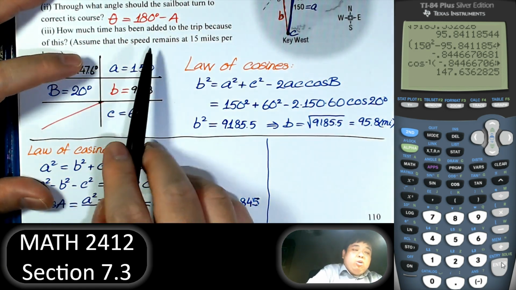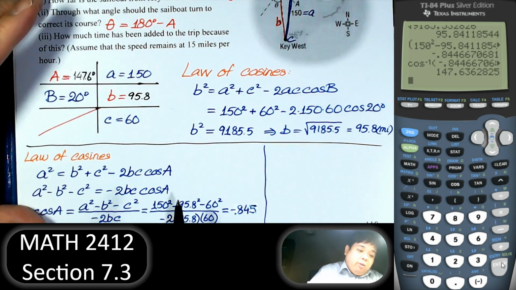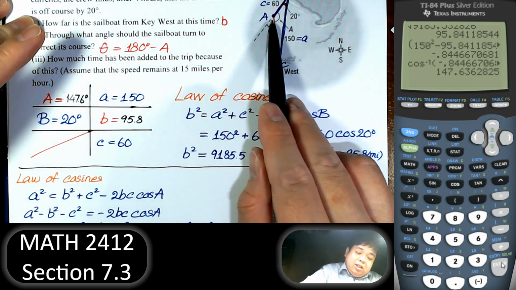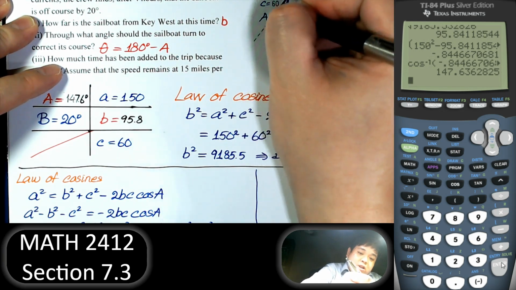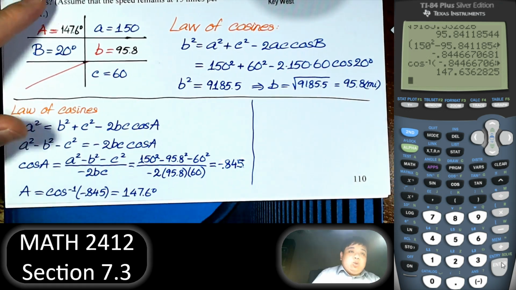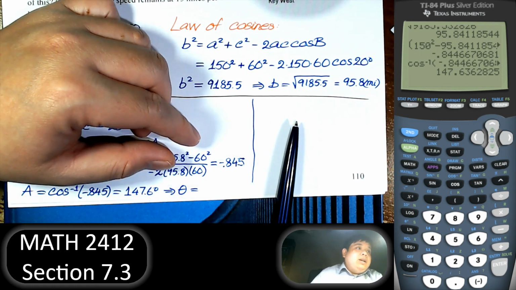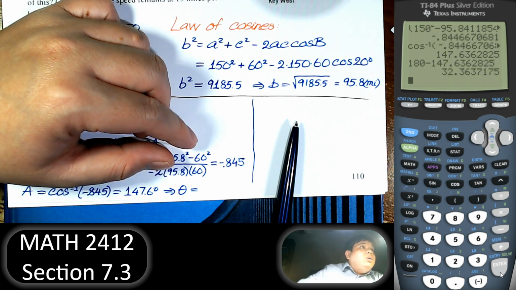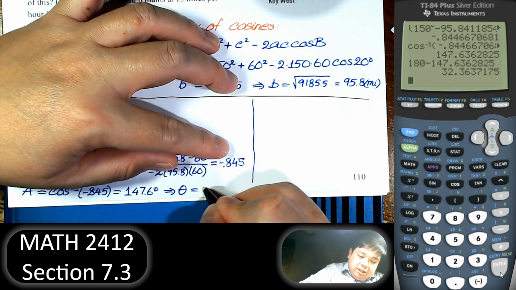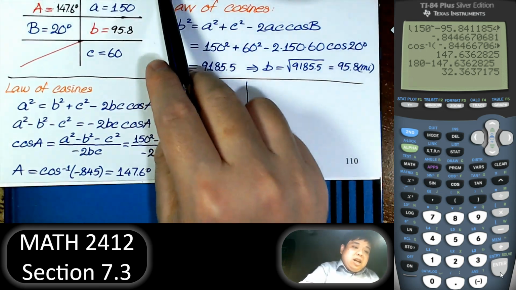So that is the biggest angle, facing the longest side. That's for sure. Now, of course, the question is not asking for angle A. Angle A is here. So we subtract from 180. So that gives us the adjustment that we have to change course so we can go straight to Key West. So we take 180 minus this, and that gives us theta, 32.4 degrees. So that answers the second question.